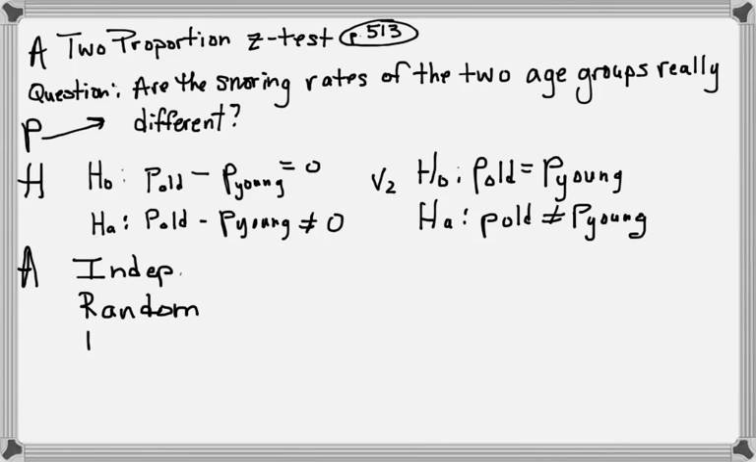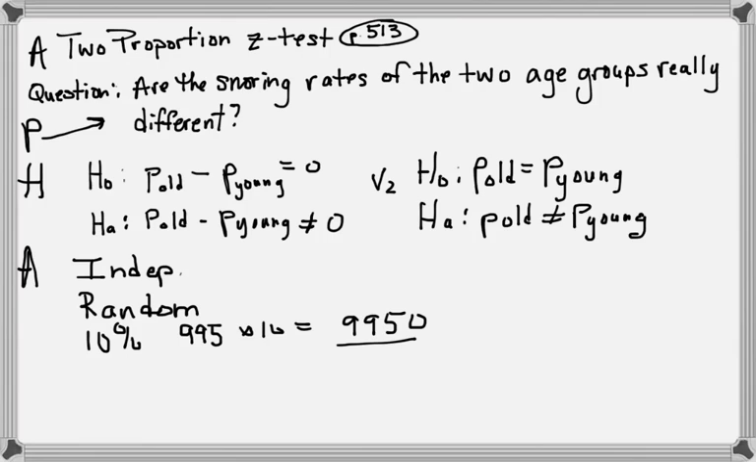Next one is 10%. The 10% condition. I believe that there was a total of 995 total people. And so if we multiply that times 10, 9,950. And so you're thinking there's definitely more than 10,000 adults in this particular group. So we definitely have less than 10% of the population.